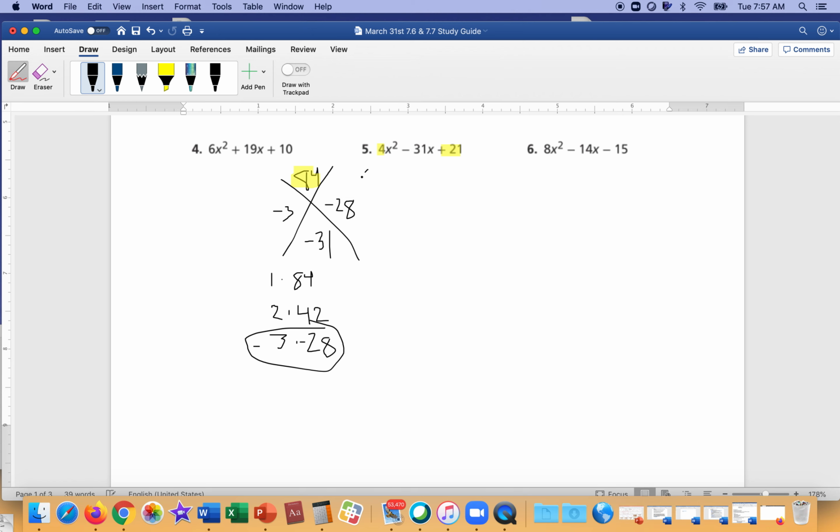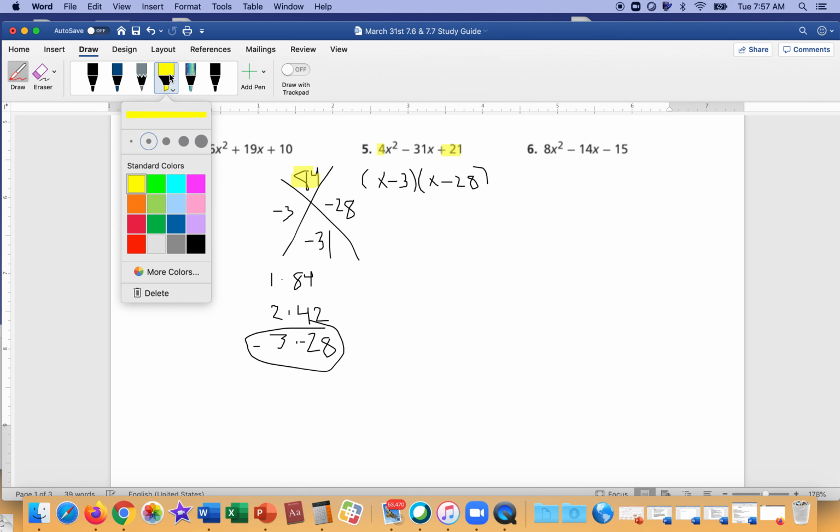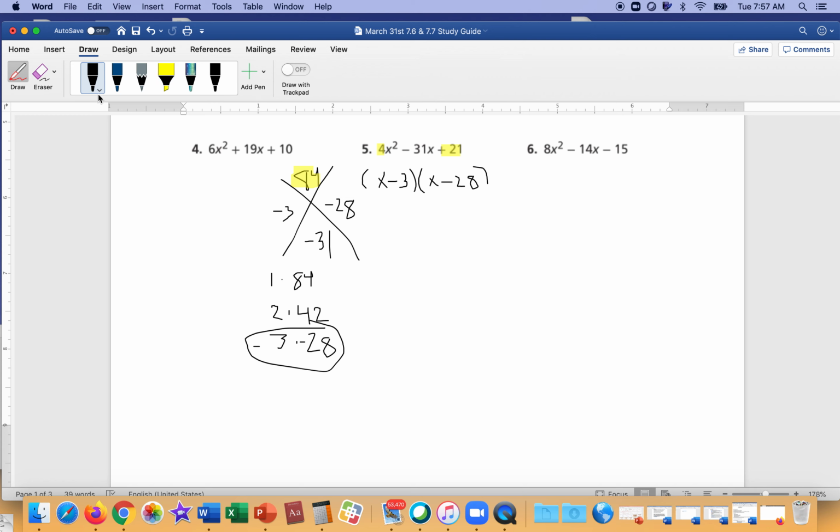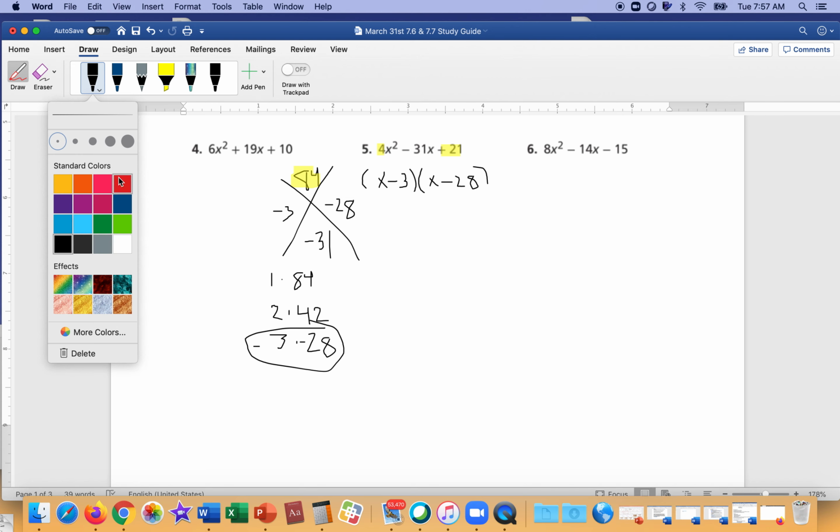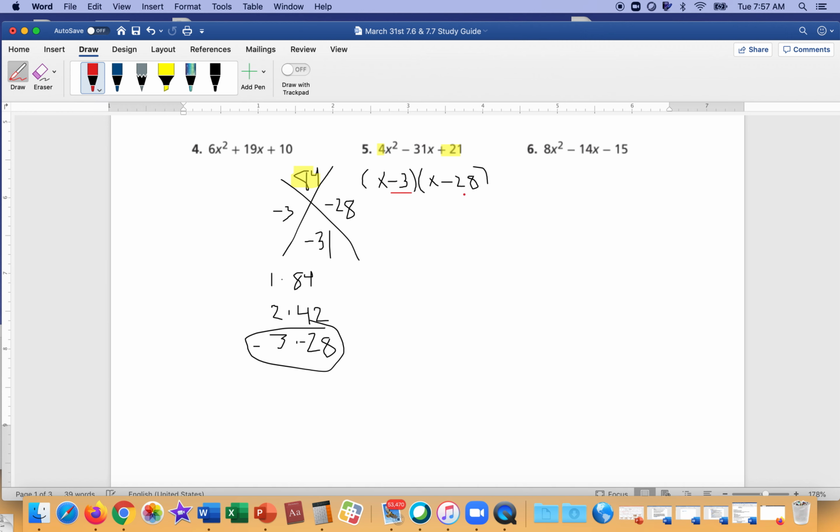So now we have x minus 3, x minus 28. Some of you like to group. I like to do it another way. I'm going to do my factors right over my front number. So factors over my front number of the trinomial I'm working on, which is a 4. Factors over the front. Simplify, swing out.